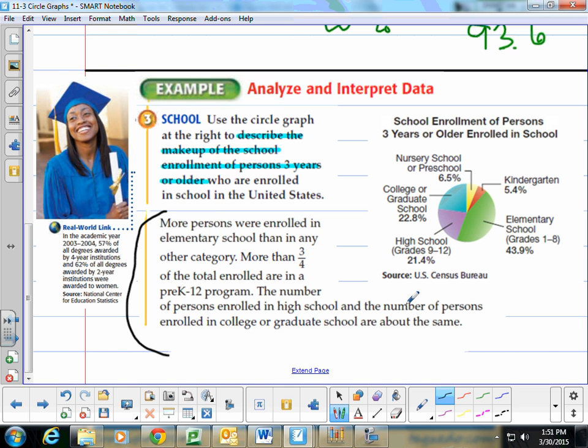So a synopsis of what you see could be described like this. The most people are in elementary school. That's 43.9%. The majority of people are there. 3/4 of the program is combined in K, starting here through 12. That's about 3/4. That's one way. Or you could say the number of people in high school is about the same as the number of people in graduate school. They're about 1.4% off, just like nursery school and kindergarten are 1.1% off. So just ways to describe.